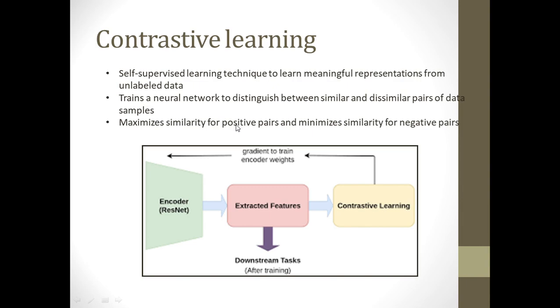Positive pairs are the pairs which have more similarity. It maximizes the similarity for positive pairs and minimizes the similarity for negative pairs, which are the ones that are more dissimilar. Once we are able to distinguish similar and dissimilar pairs, we are able to identify which syllables are more stressed and less stressed, and how the patterns come, like the similarity and dissimilarity between the patterns. That is why I've used these three techniques as of now.